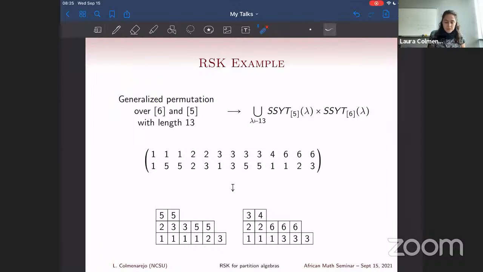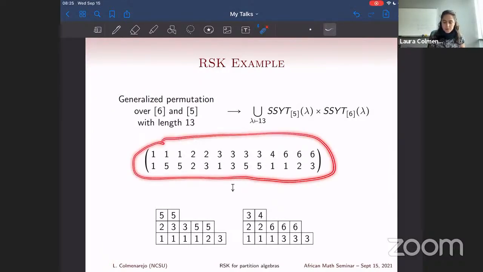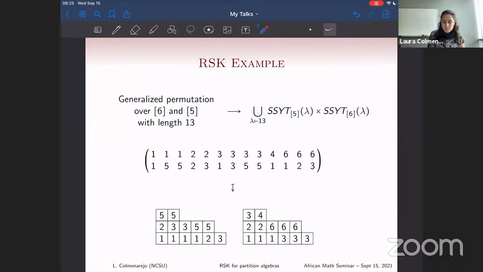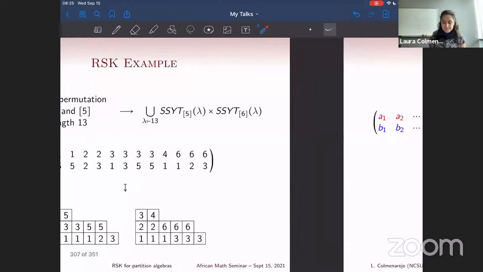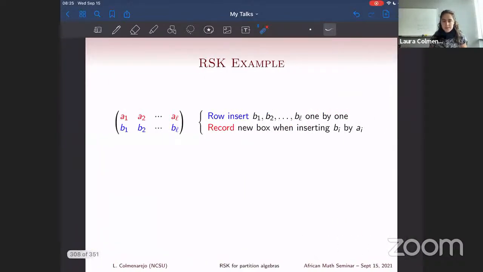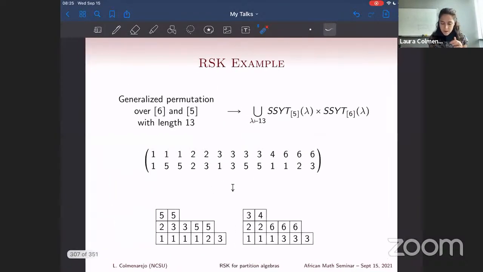So what I'm going to be doing is I'm going to take a generalized permutation, this one over here. And what I want to obtain is two standard Young tableaux. And in this case, I'm going to obtain these two. So let's see how we do that. The idea is that I'm going to row insert the bottom row, and then I'm going to record the top one. So when I was thinking about having two tableaux, I usually think about this as the insertion tableau, and this one as the recording tableau.